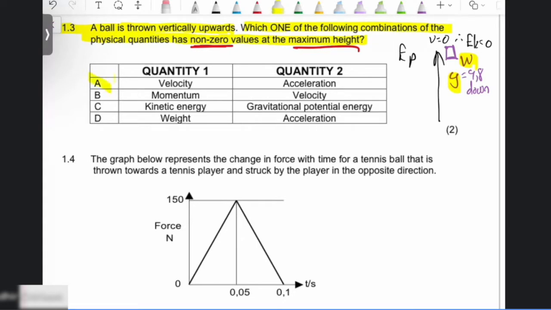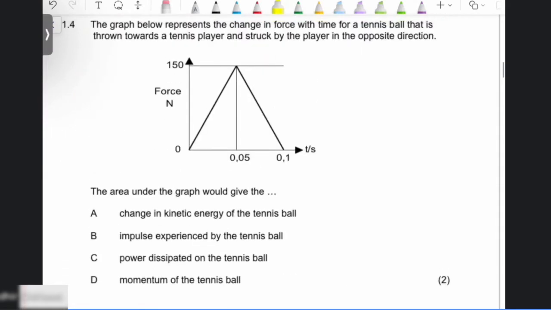Okay, so velocity, no. Momentum, no. Kinetic energy, no. Weight, yes. And acceleration, yes. So our option there is D. Immediately, our option there is D, guys. Is anyone with any questions on this one? Please let me know. No, seems okay. All right, guys.